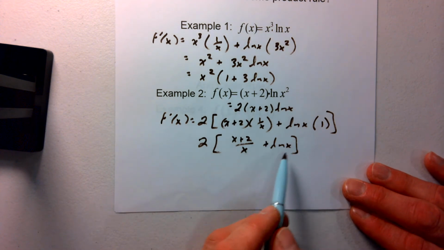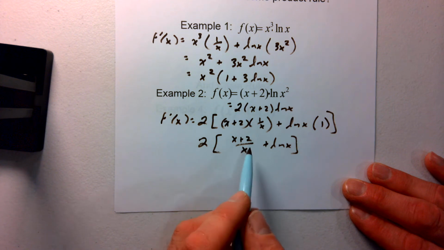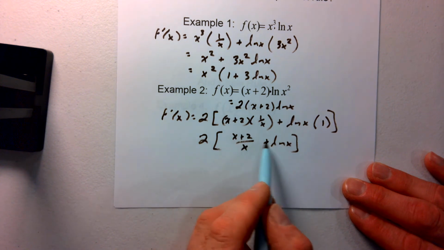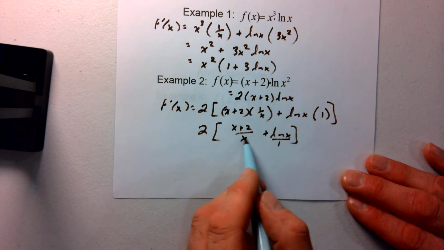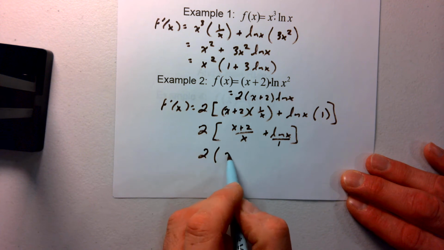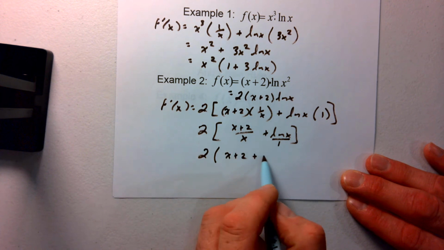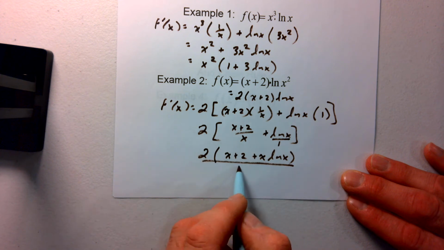Again, this is an okay enough answer for me. There's not really a whole lot we can do with it unless we wanted to find a common denominator inside here, which would be, since this is over 1, our common denominator would be x. So we could have 2 times this x plus 2 plus x natural log of x, and it's all over that x.